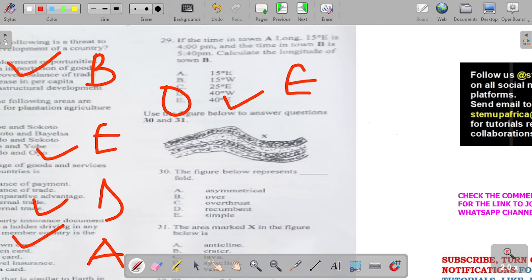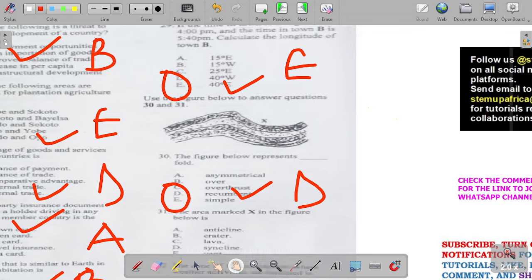Then 30. The figure below represents a dash fault. We have asymmetric, over thrust, recoupment. I think I should go with D. I'm not sure. I'll look that up.